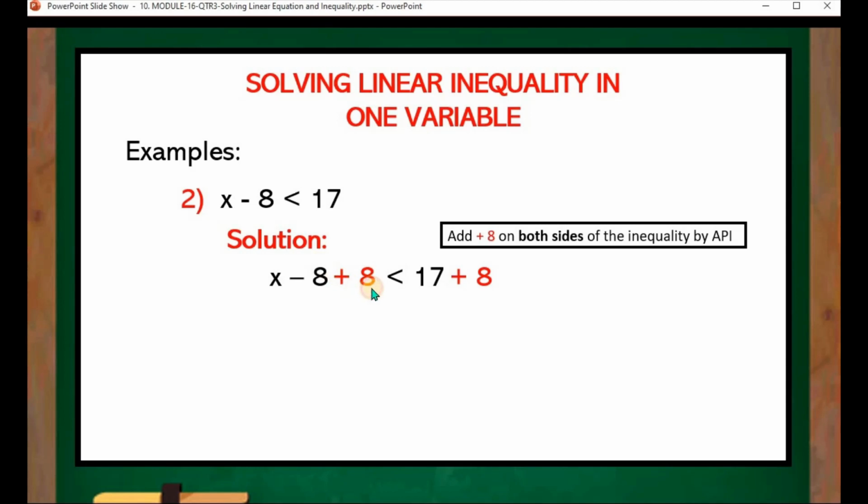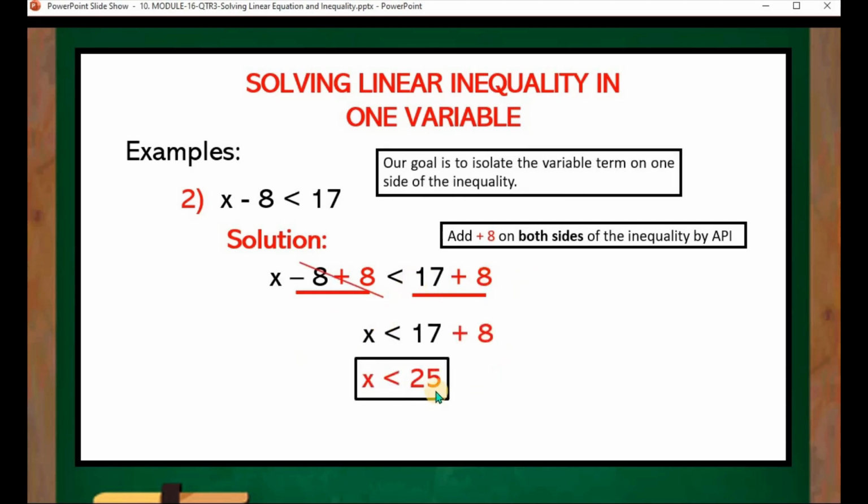This will become 0 ha. Baka hindi na naman alam. Basta nagko-combine ka ng parehas na number na may opposite sign, automatic nagiging 0 sila. API, addition property of inequality. So, si x na lang natira, less than 17 plus 8. That is equal to 25. Now, x is less than 25.